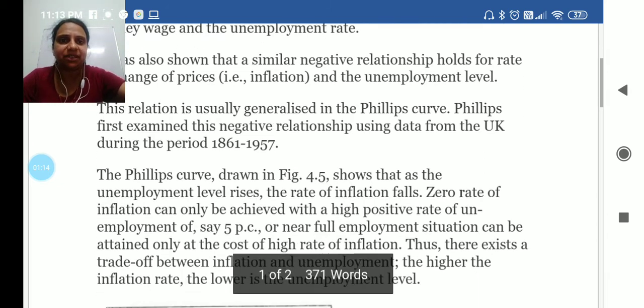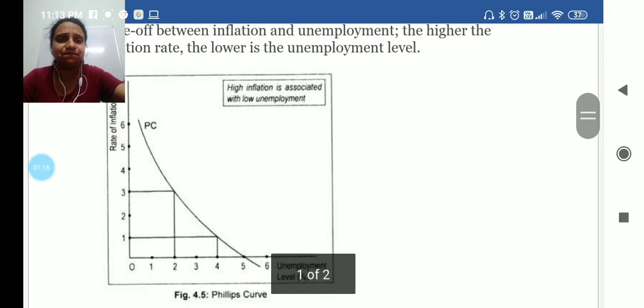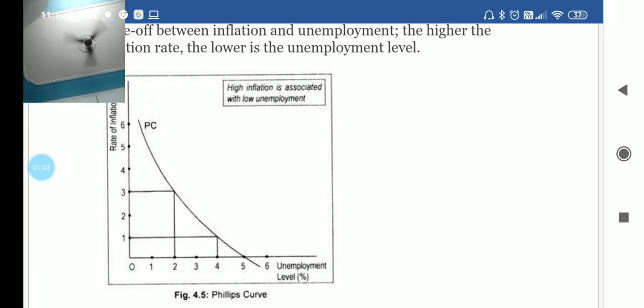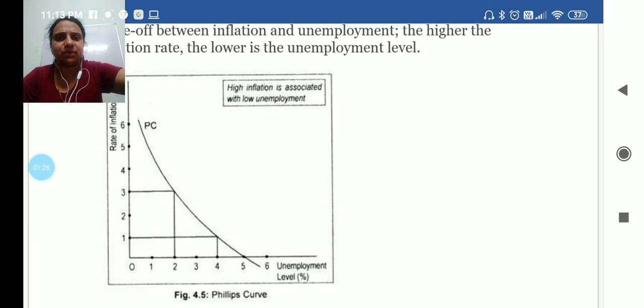Now, this can be depicted through a graph which is drawn below. Here on the x-axis, we are representing the level of unemployment, and on the y-axis the rate of inflation, that is the rate of change of money wage rate. With this curve, you find that it is inversely related, meaning it's a downward sloping curve. A downward sloping curve shows the inverse relationship between unemployment and the rate of change of money wage rates.